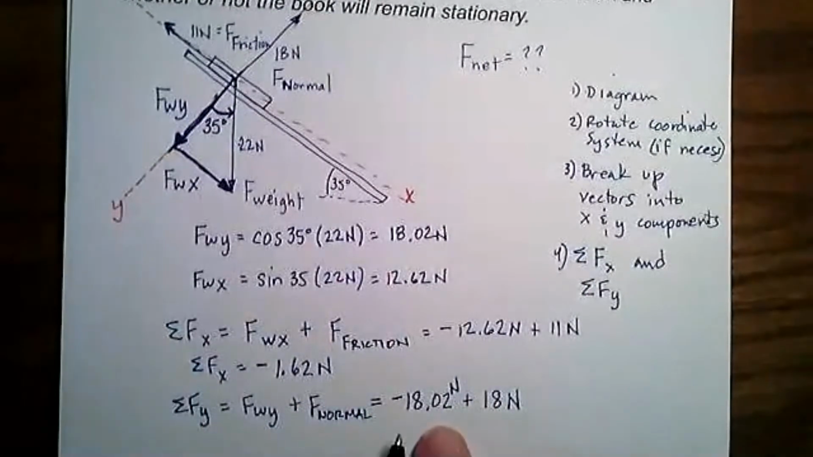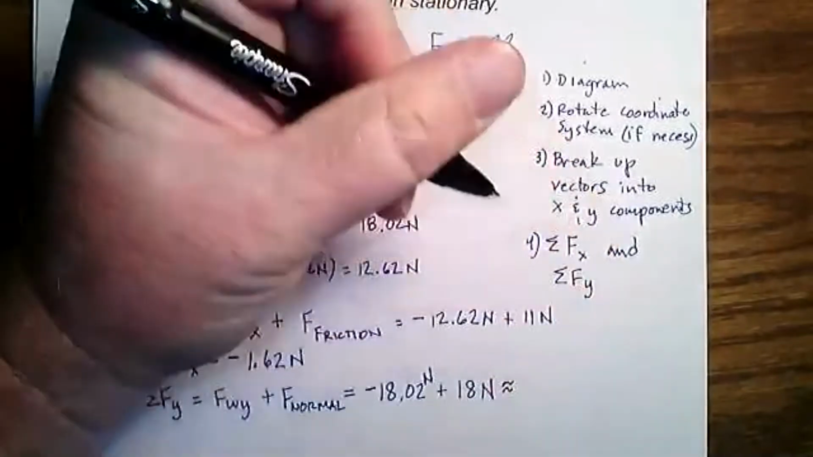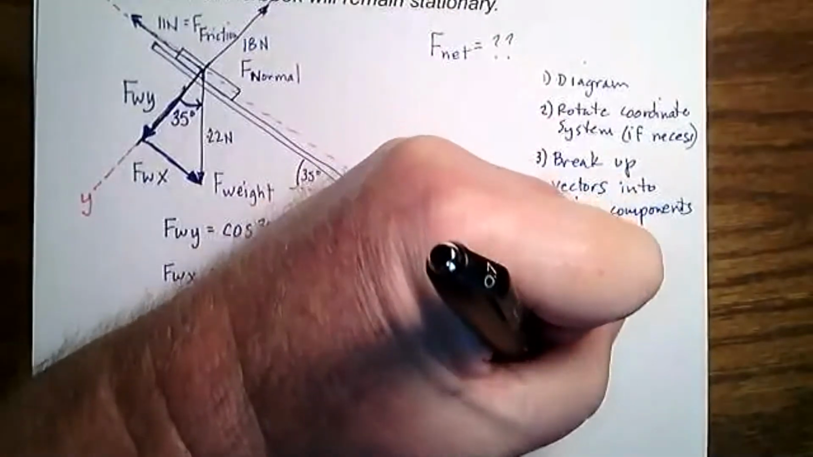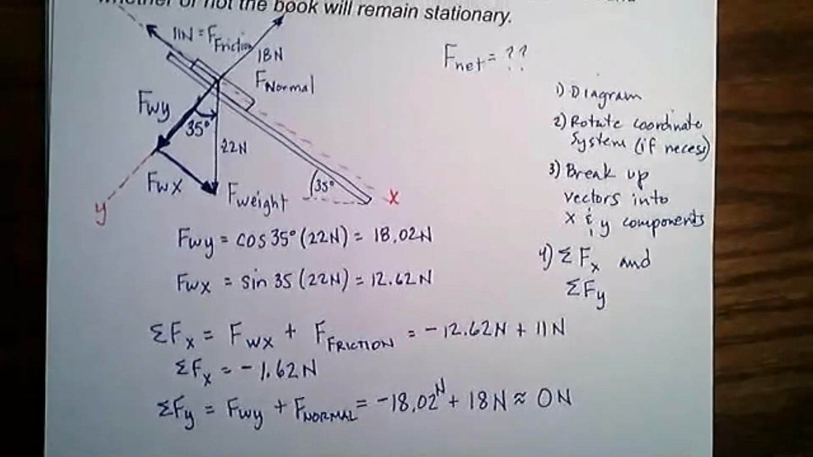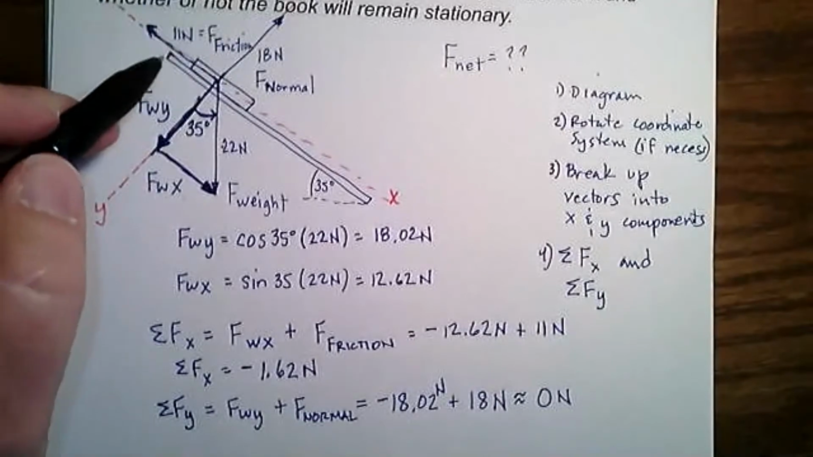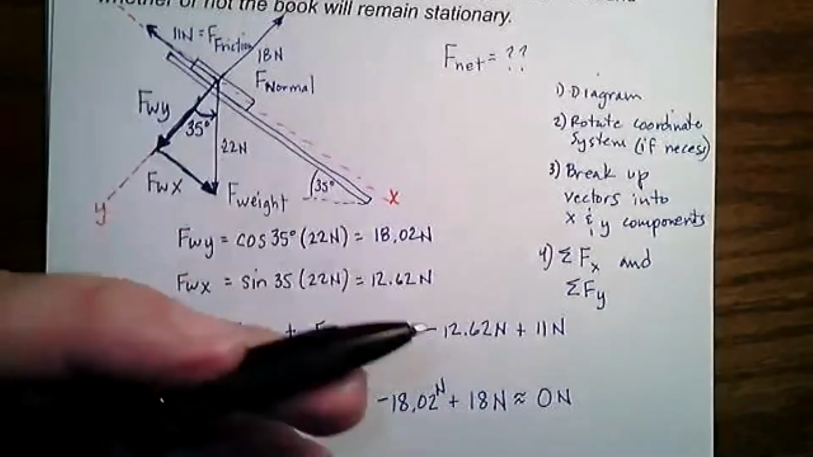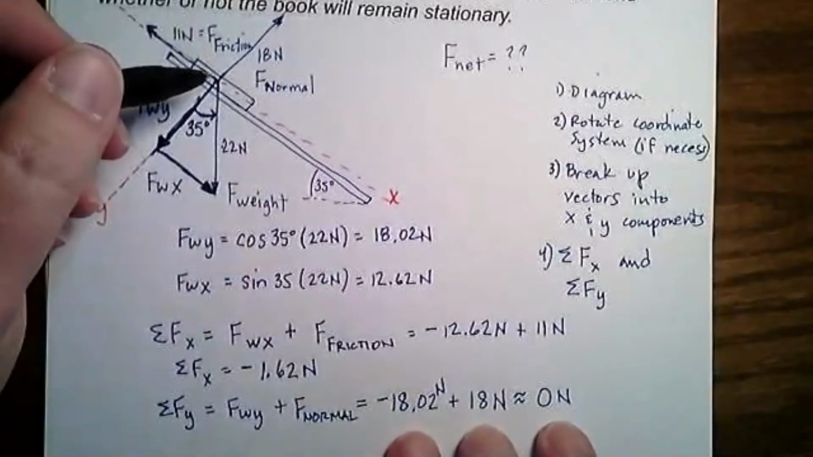I will tell you that this 0.02 is simply a calculator rounding thing, okay? Really what these should come out to, or be extremely close to, is 0 newtons. Think about why I can make that statement though, you guys. If my y is going this direction, perpendicular to the tabletop, how do I know that this has to be 0? Well, think about what would happen if it wasn't.